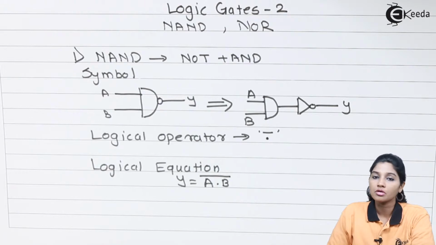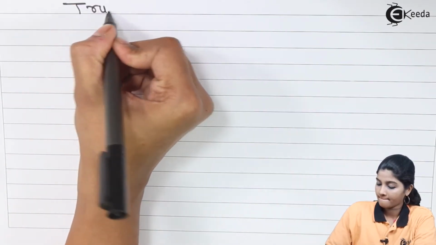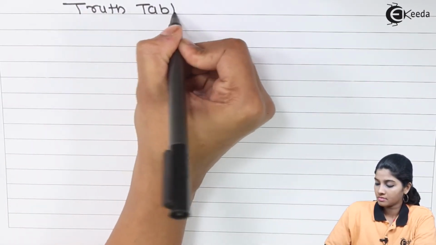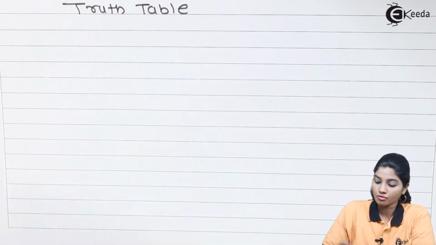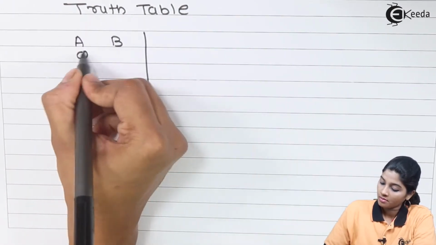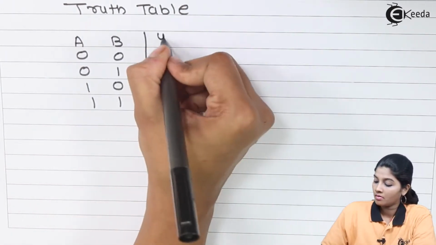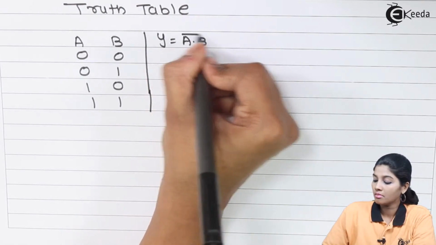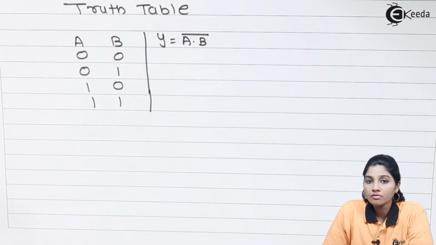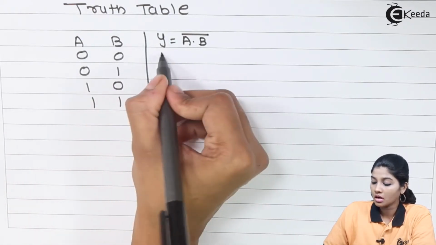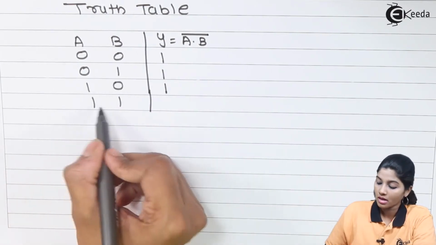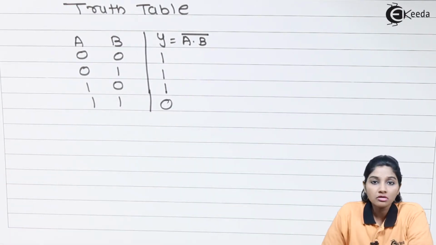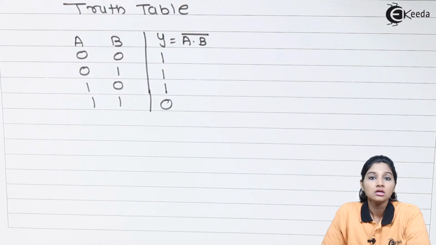So let's see the truth table of NAND gate. As we have two inputs A and B, the total number of combinations becomes 4. The output Y equals (A into B) bar. As NAND is the inverted version of AND, so 0 0 becomes 1, 0 1 becomes 1, 1 0 becomes 1, and 1 1 becomes 0. So if we look at the truth table properly, we will come to know that the truth table is the complementary version of the AND gate truth table.